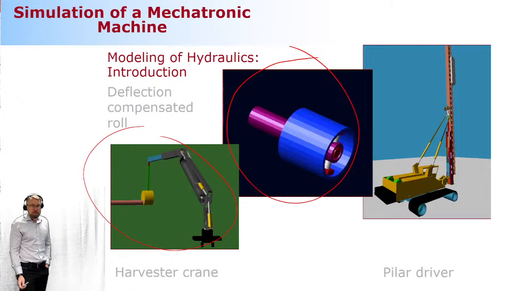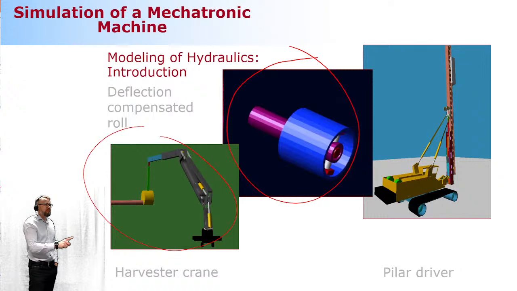It's a device that, I heard, by the way, is a favorite example of Professor Andrews. So whenever he's explaining something, he always relates it to deflection compensated rolls. Am I right about this, or you don't know? You haven't been in his lectures ever, so hard to tell.